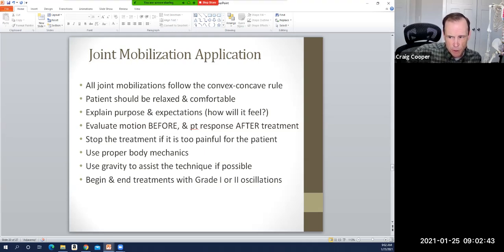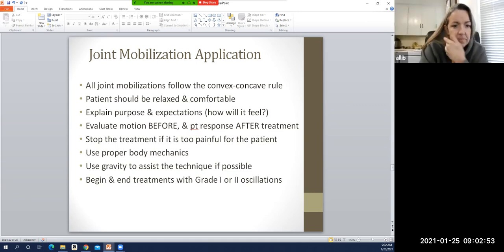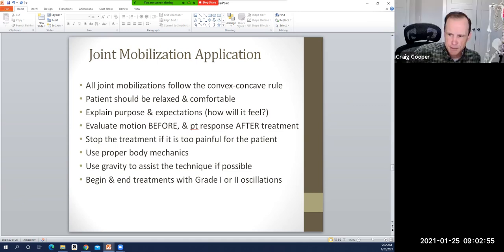We need to think about good body mechanics for them, but also for us. So if you need to stand on stools, if you need to position the patient a certain way to help you get in a good position, you have to kind of think about all of those things. Gravity can be our friend, especially if we're trying to mobilize a heavy bone like the femur and trying to control the whole thigh. You definitely want to think about which way gravity is going to help so that you're not having to fight it so much and wear yourself out.